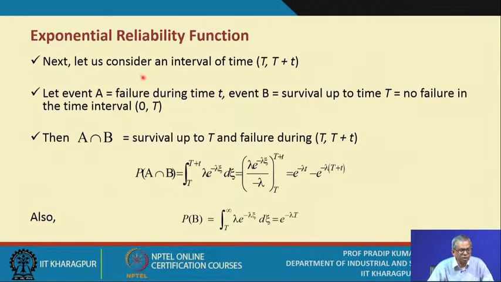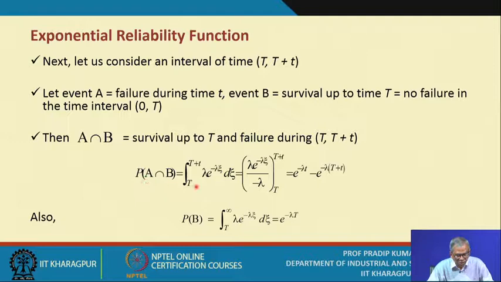So, for the exponential reliability function, let us consider an interval of time t and t plus delta t. Let event A equal failure during delta t, and event B survival up to time t, that is no failure in the time interval 0 to t. That means between 0 to t there is no failure, and between t and t plus delta t there will be a failure. Then A and B is equal to survival up to t and failure during t and t plus delta t.